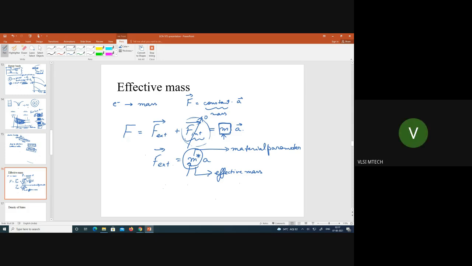It also makes the calculation easier actually. We don't have to go into calculating all the forces and take into account all the errors and stuff. It actually makes it easier.